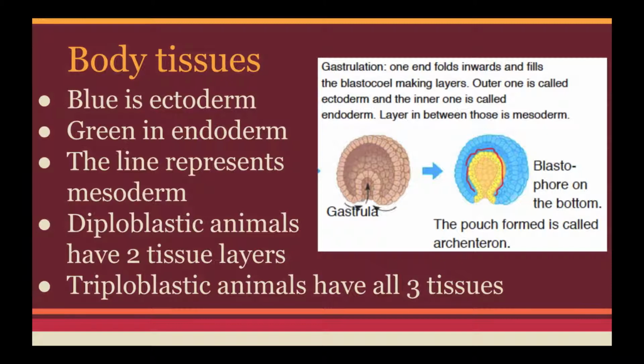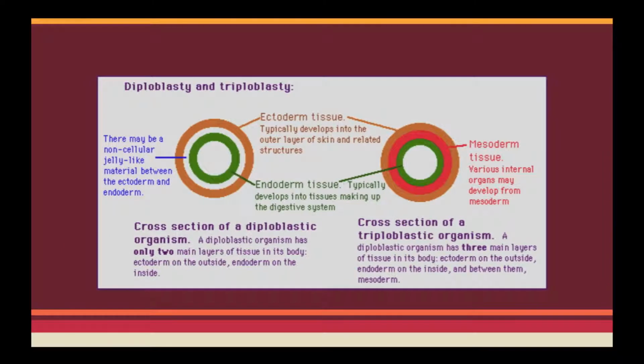Going back to tissues, some animals have two and some have three. So they all have ectoderm, which is the outside layer, and the endoderm, which is the inside layer. The ones which have three layers also have mesoderm, the middle layer. The ones which have two are called diploblasts. The ones which have three are called triploblasts. And here's a neat little image showing their cross section.